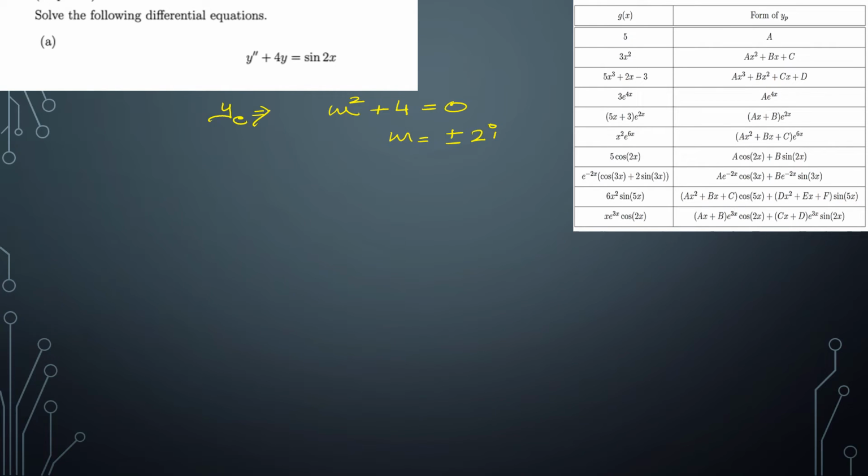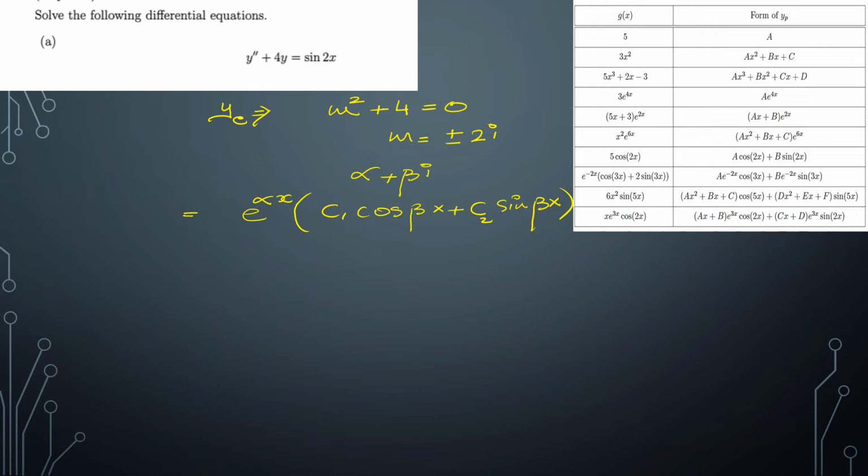And we know that whenever we have a complex solution in the form of alpha plus beta i, to write this equation we always use e to the power of alpha x times c1 cos beta x plus c2 sine beta x.